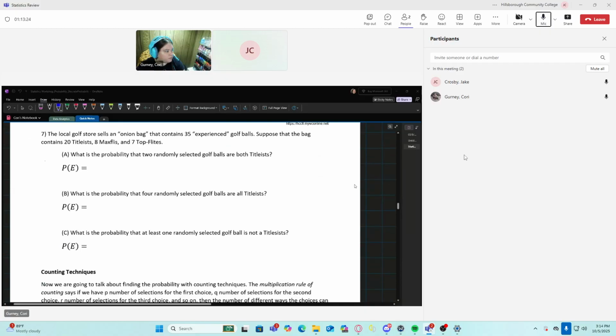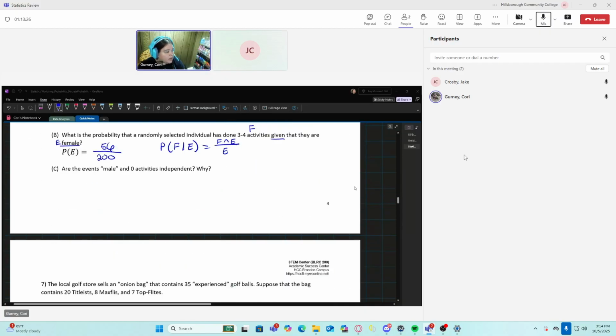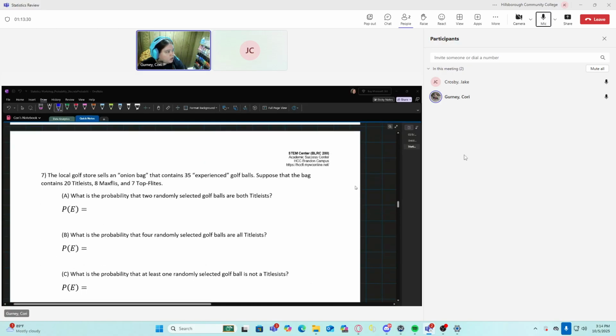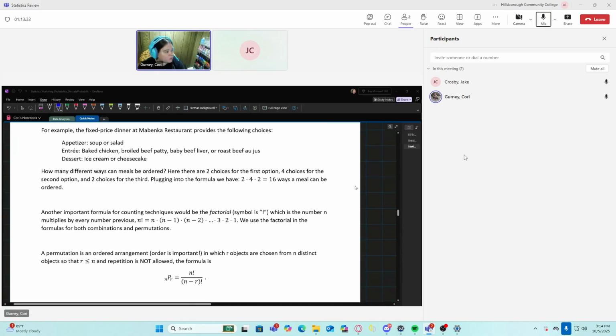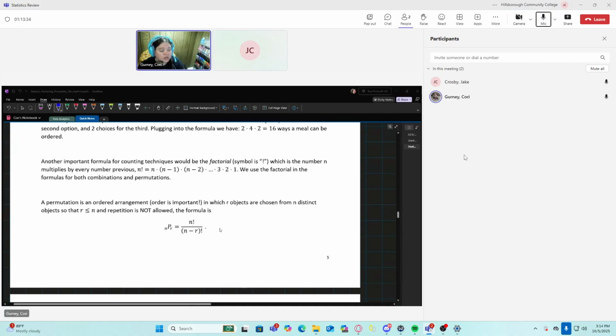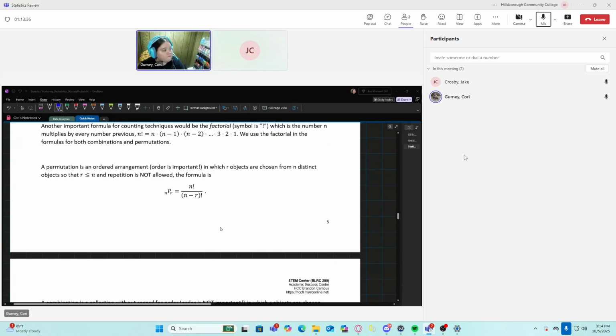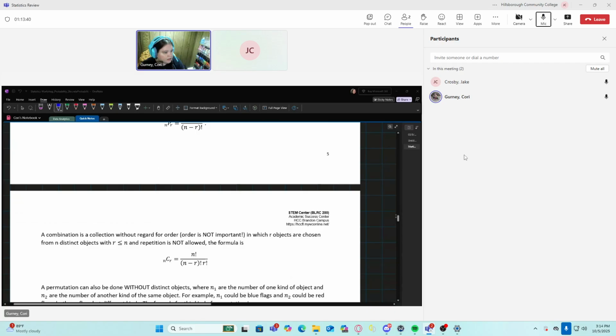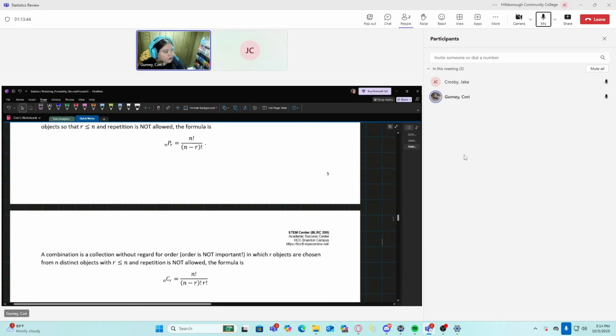Okay, we are out of time for the workshop. The next portion is the counting techniques, which are permutations and combinations. They're very, very similar in formula. You can actually see it, if I can get them to match up. But you can see they are very similar in their formula.